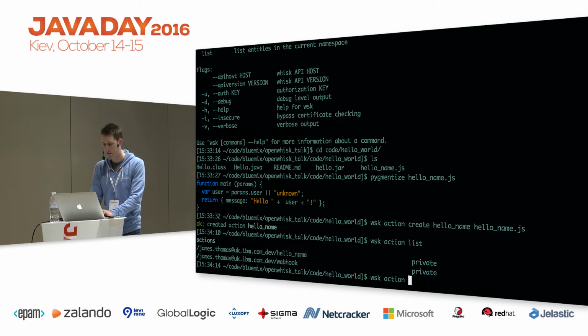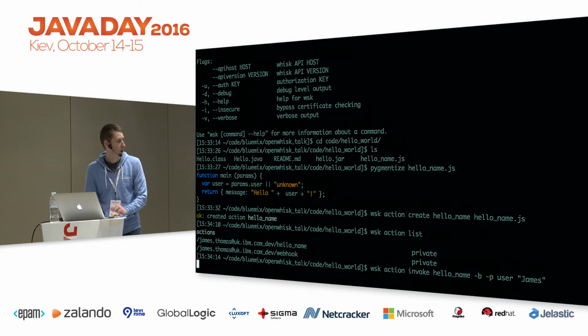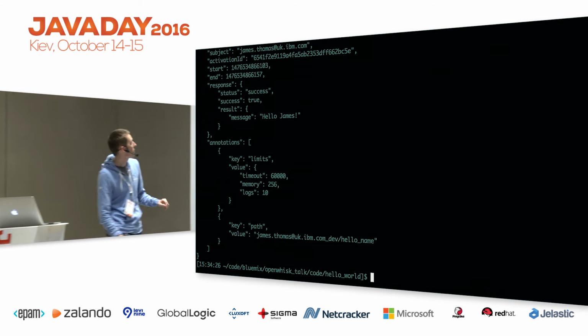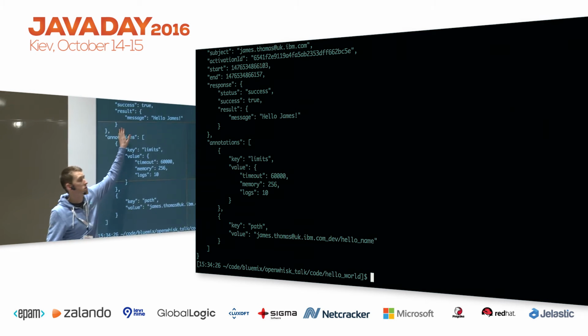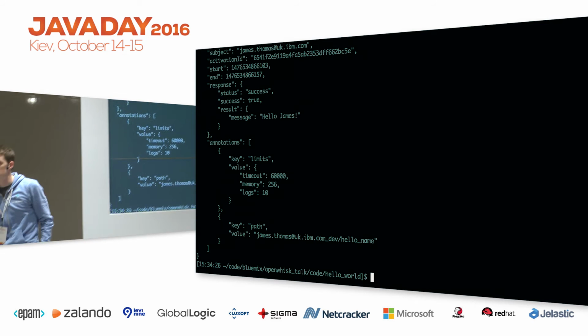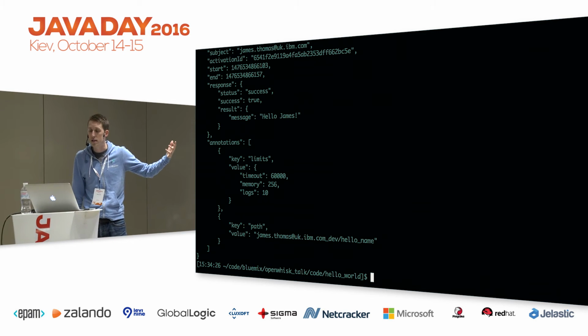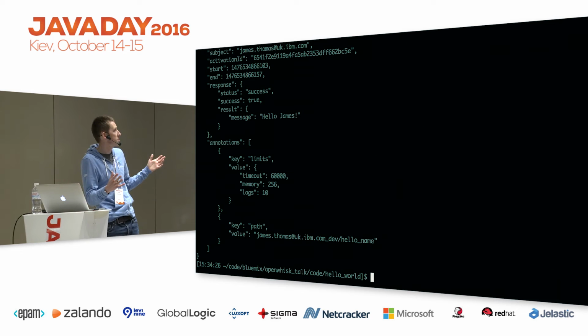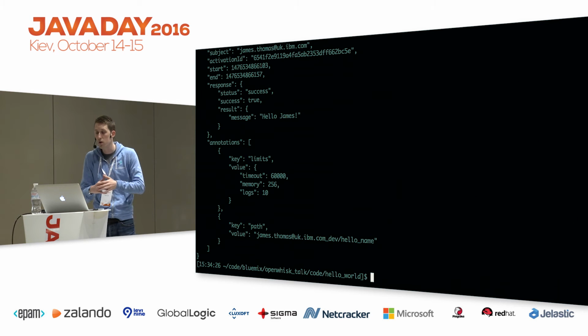So now I can invoke it, passing in my parameter, user James. And hopefully you should see in the response, right, there's a result message. That's the response of my JavaScript being executed in the cloud, right? It's passing me back my greeting. I haven't had to set up Node.js. I haven't had to worry about any servers. I could call this 1,000 times in parallel, and the platform would just automatically handle it.